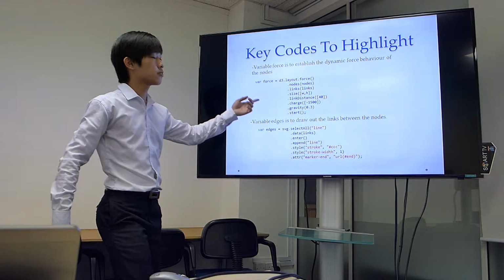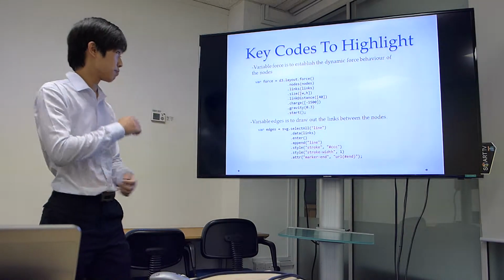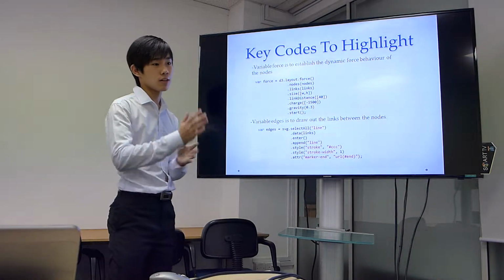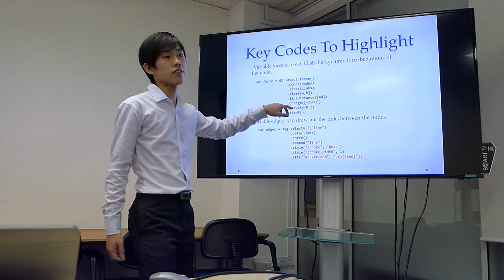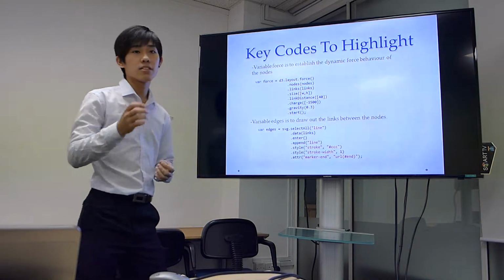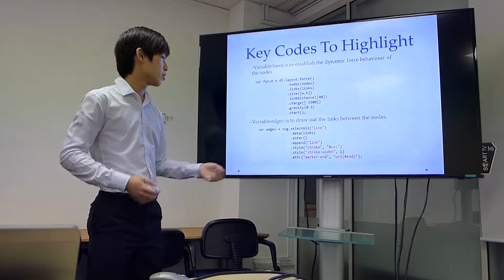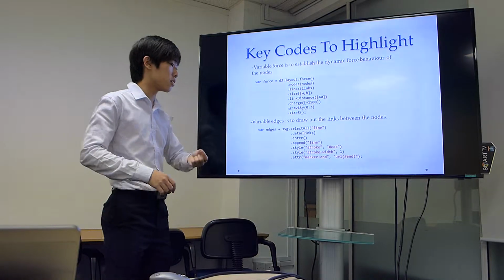This variable force establishes the dynamic force behavior. You can set the link distance, how far from one circle to another, and the gravity and the charge. And this variable edge draws out the links. If we don't have this variable, we cannot see the line at all. It sets the color of the stroke and the width, how thick the line is.